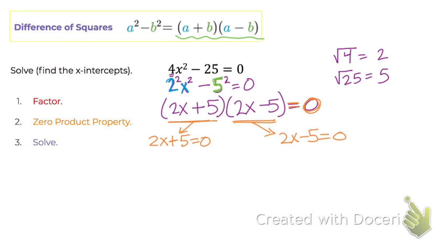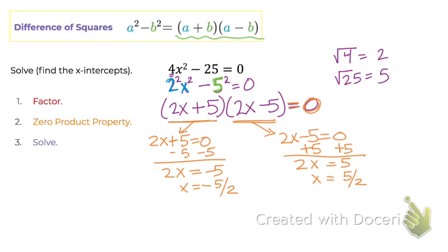So then you just go through and you solve each of those equations. So you have 2x is negative 5. So our first answer is negative 5 halves. And when we do the same for the second equation, we get positive 5 halves. So that means that this parabola, if we were to graph it, is going to intersect the x-axis at negative 5 halves and positive 5 halves.